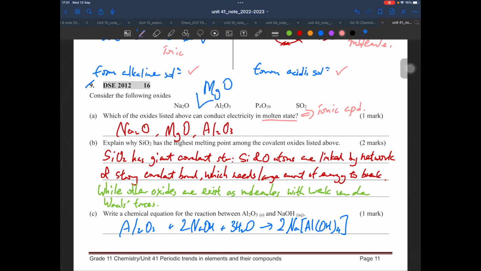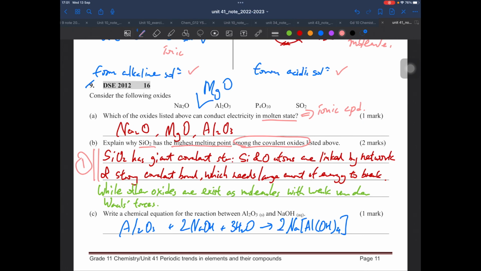The second one is why silicon dioxide has the highest melting point among, be careful, among the covalent oxides. That means if the oxide is not covalent, you need not discuss it. Now, everyone knows silicon dioxide has a giant covalent structure, a lattice of covalent bonds, and so on. Okay, very good. This will contribute 1 mark.